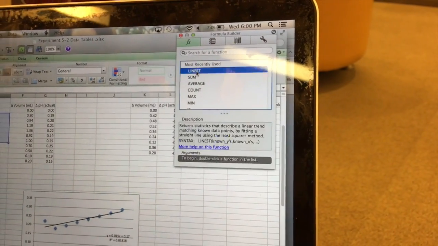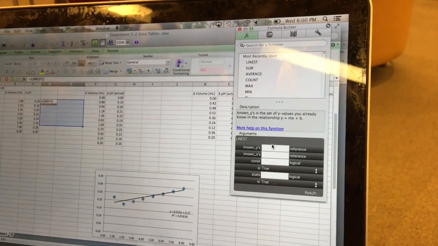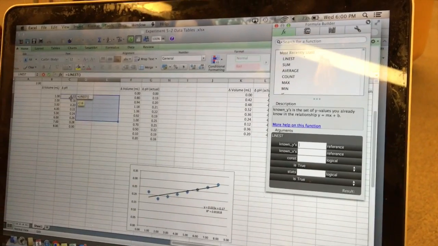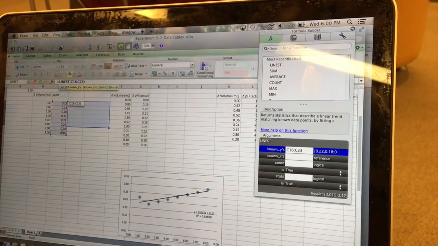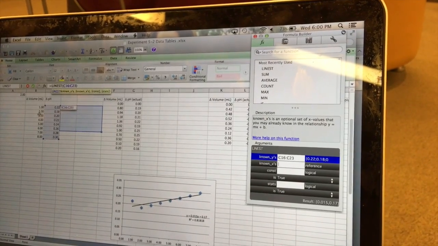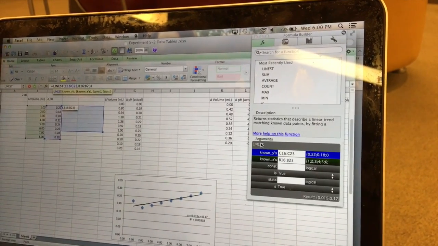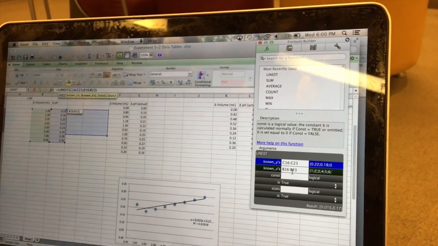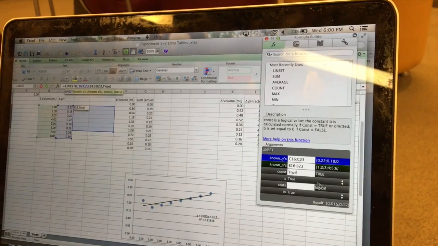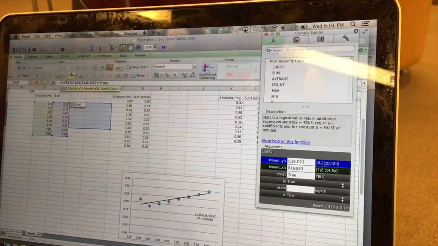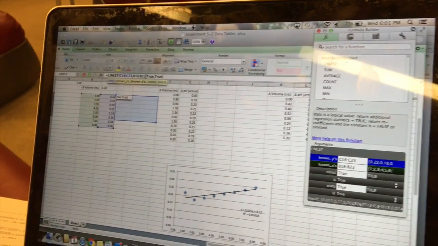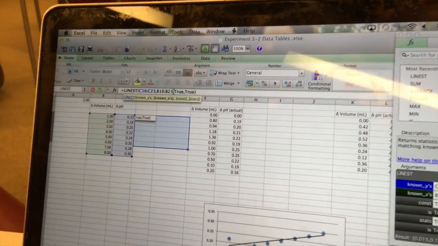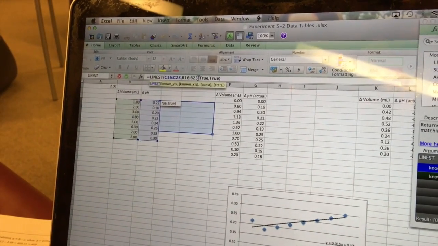and select LINEST. Fill in your known y's as the y values of your data, and the known x's as the x values of your data. Then, if you don't want your y-intercept to be equal to 0, type true. And then type true for the second. Click inside of the function operator, and then Control-Shift-Enter.